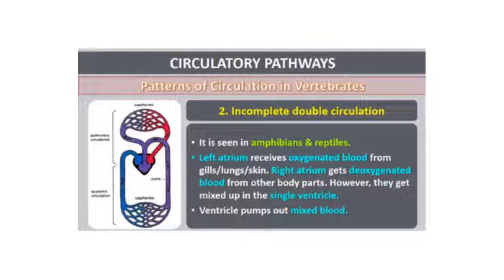We see incomplete double circulation also in amphibians and reptiles. So here what happens is the left atrium, that is the top chamber, it receives the oxygenated blood from gills, lungs or skin, and then the right atrium gets deoxygenated blood from other parts of the body. However, here there is mixing of blood, right? So the ventricles are now pumping out this mixed blood everywhere.